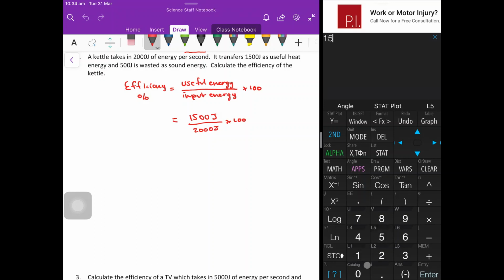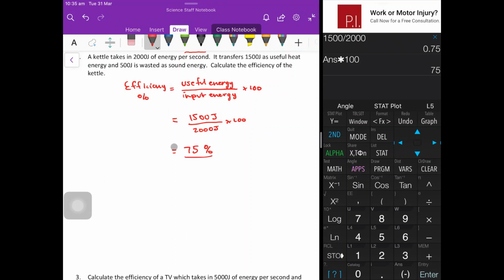1500 divided by 2000 times 100. And there's our answer, 75. So 75, and we know that efficiency is measured in percentages, so it's going to be 75%, and we underline our answer. And let's have a bit of a look at how I've done this.